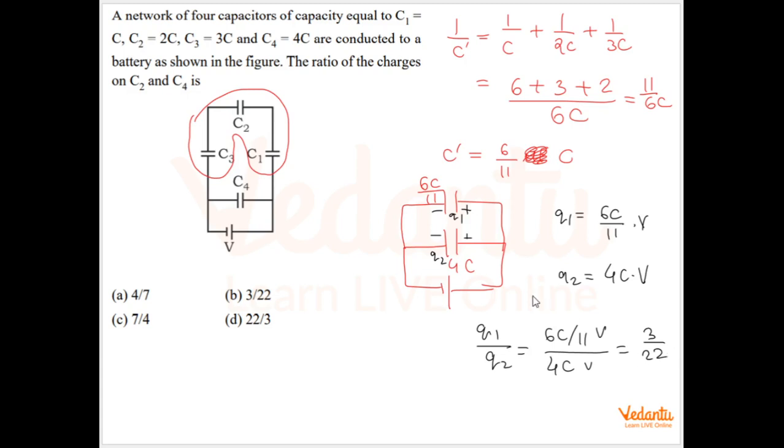Now understand that here also the charge will be Q1, and here the charge will be Q1. So the charge on C2 divided by the charge on C4 will just be Q1 by Q2, which will be 3 by 22. Option B will be the correct answer.